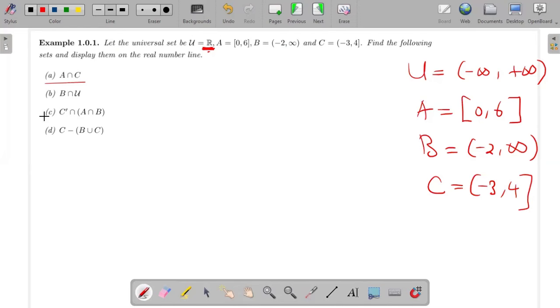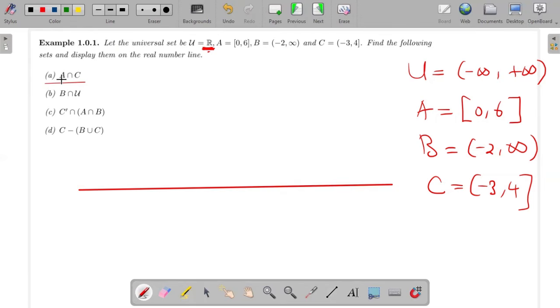The question is find the following sets and display them on the number line. But in answering such a question, we'll start with the second part. We'll first display it on the number line and then find the set. Okay, that's how you answer such questions. So I'm just going to draw a number line here, a very simple number line like this. Okay, so that's my number line. And then I'm going to take note of the numbers that are in these intervals here.